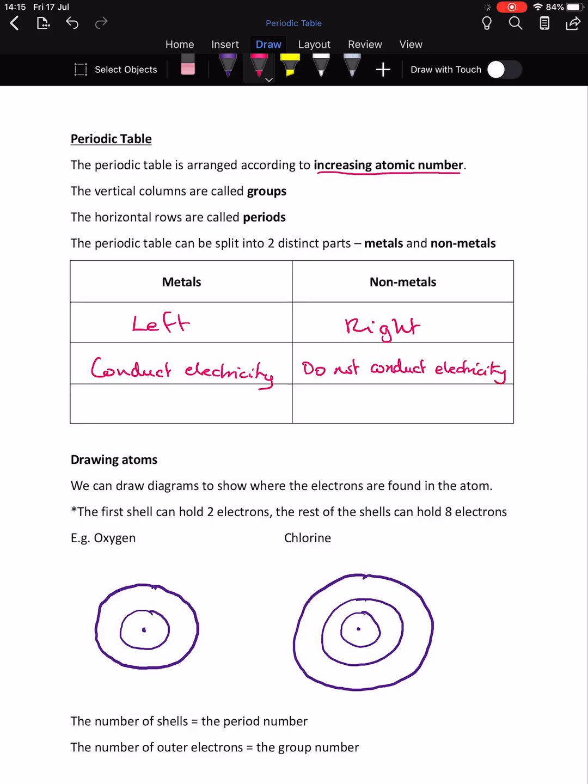When metals react with oxygen, they form oxides that have a basic nature or an alkaline nature. When non-metals react with oxygen, they form oxides that are acidic.